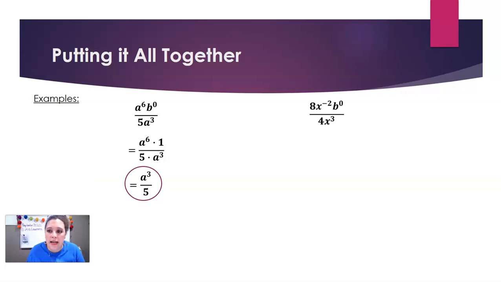So let's look at this one. 8x to the negative 2nd power, b to the 0 power, divided by 4x cubed. There's a lot going on, but I'm going to break it down. It's really saying 8 times x to the negative 2nd power times 1. Again, anything to the 0 power, so b to the 0 power, is the same thing as 1. So that's where that 1 is coming from. Divided by 4 times x cubed.